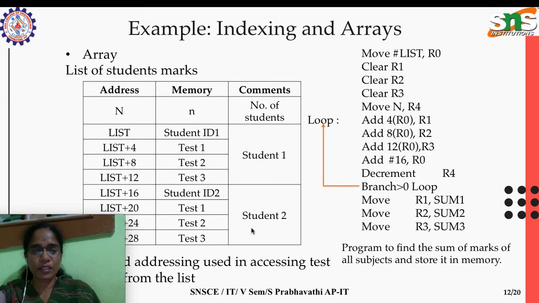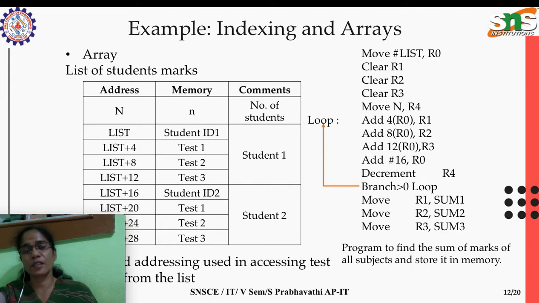Our aim here is to find the sum of all the 3 subjects. There are 2 students, so find the sum of the 2 students' first subject and give the result in one variable, sum1, and add the test2 marks of the 2 students and give the result. So we are going to add the marks of individual subjects. How is this achieved? By means of the index addressing mode. It's quite simple.